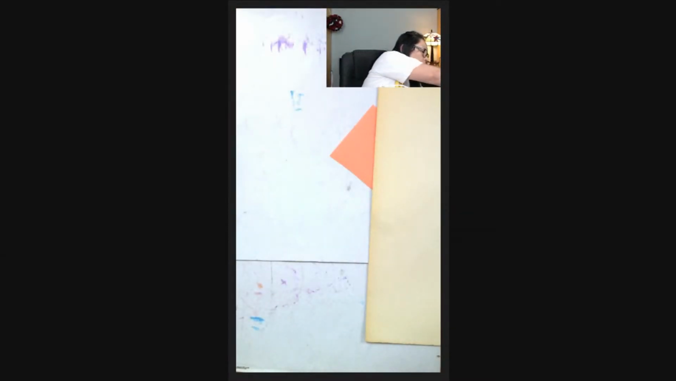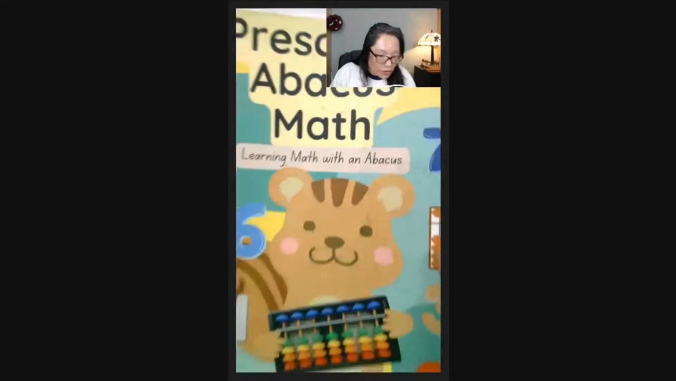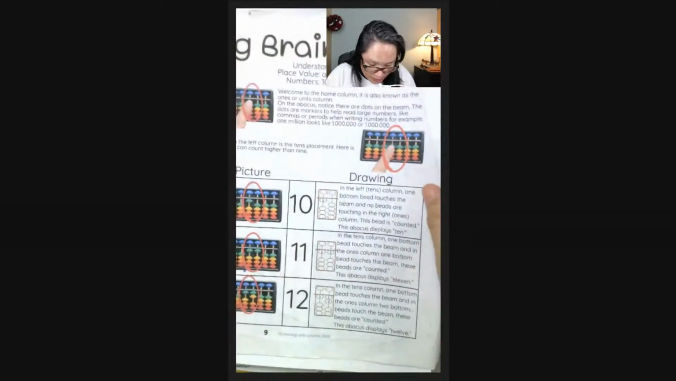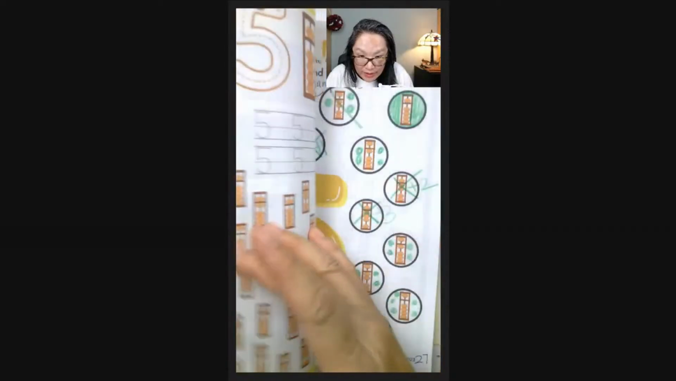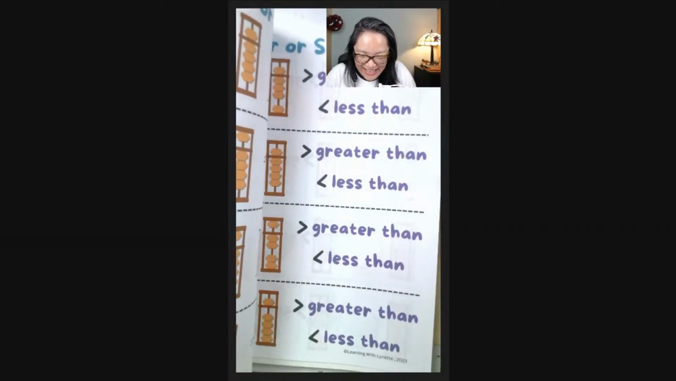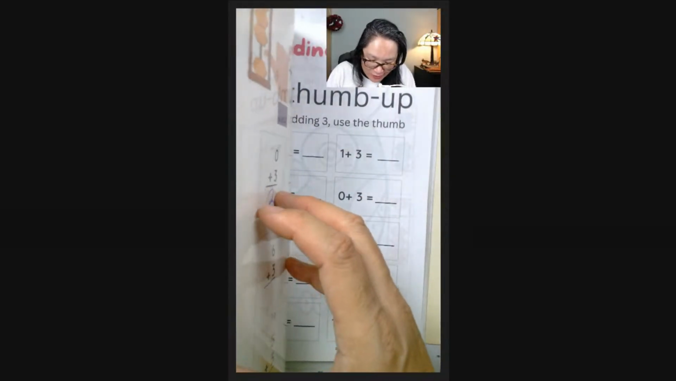So the next thing we're going to do is understand how to move the beads. That's where we're going to start learning how to do some adding and subtracting. So we understand how to read the abacus, and now I can't believe how easy it is. I'm telling you, Kimber, this is way easy.